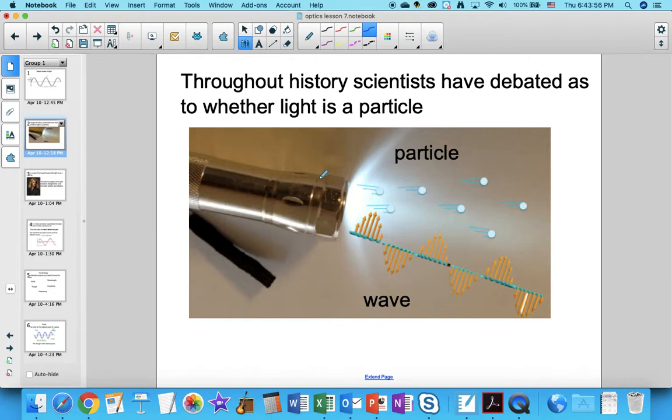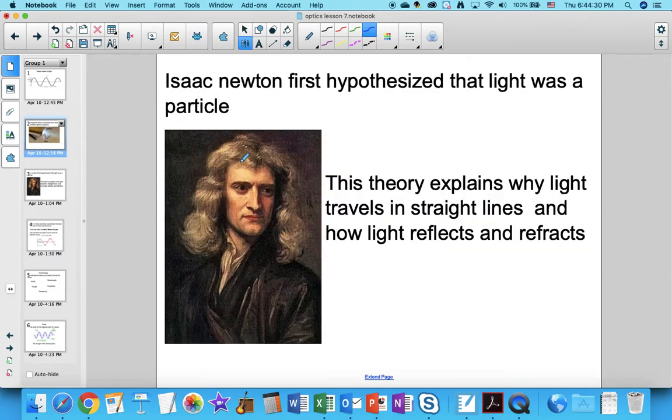Some scientists thought that light should be a particle, like atoms, and that they fly out like little pieces. Many scientists also thought that light moves like a wave, like sound waves do, with ups and downs. And so scientists would go back and forth because they'd be like, well, light acts like this, so it must be a particle. But then other scientists would say, well, light acts like this, so it must be a wave. And so for years, the scientists have been split on this idea.